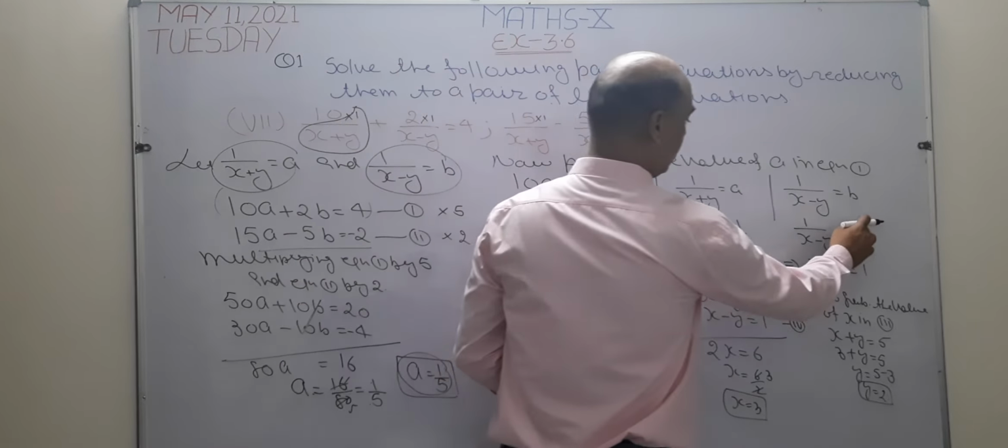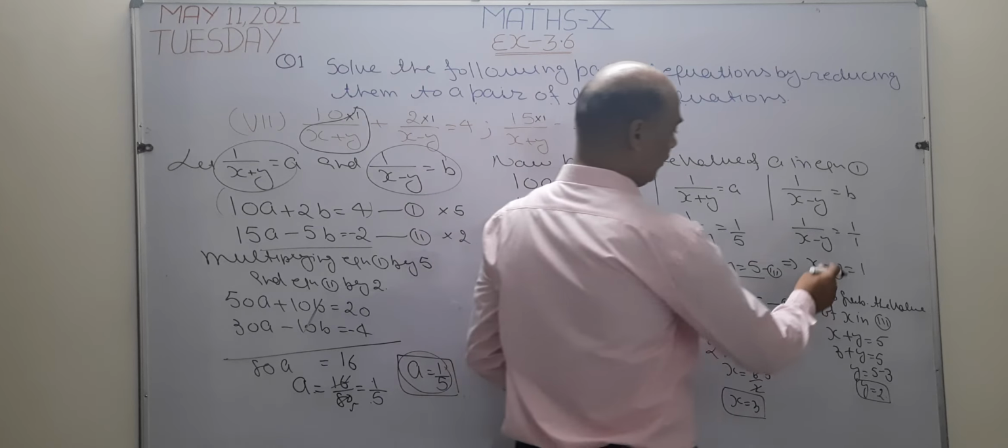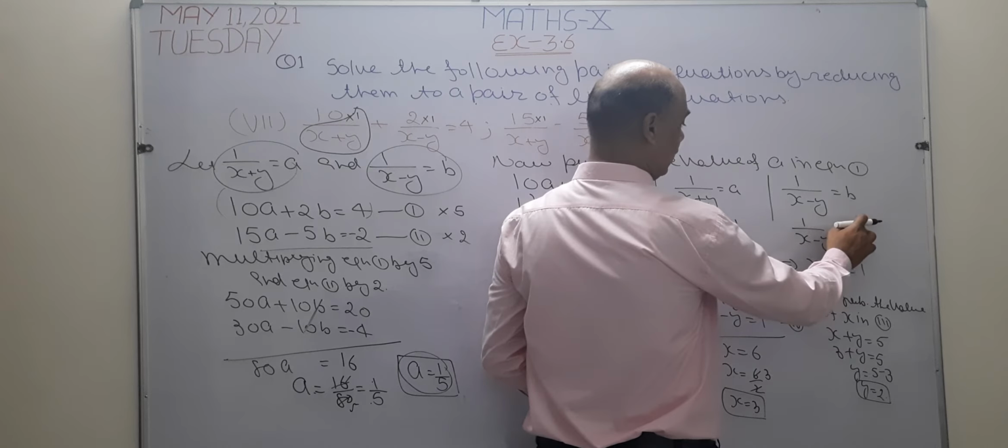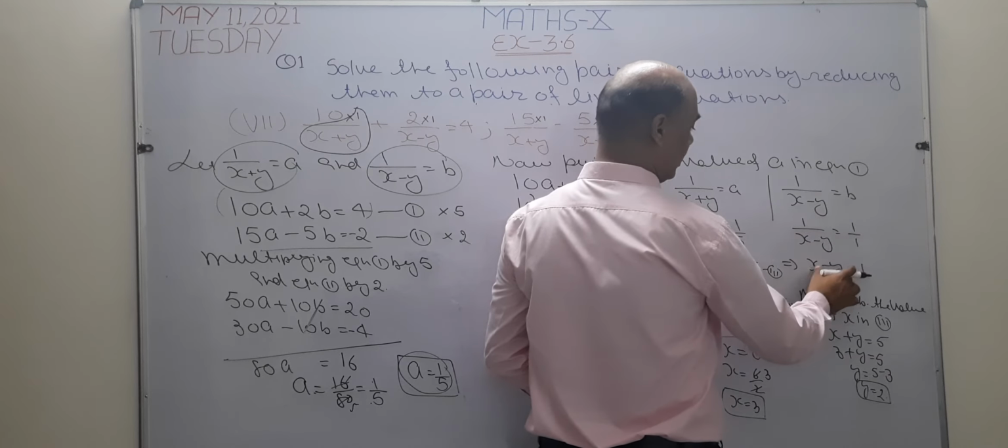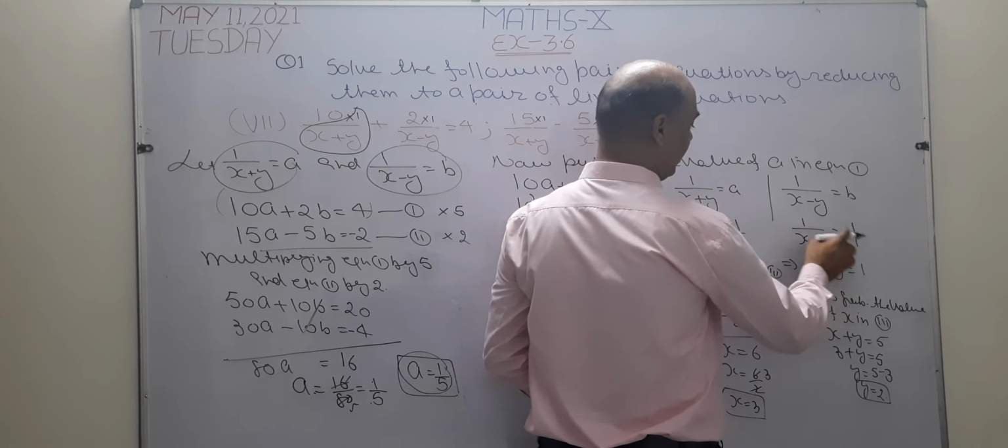1 can be written as 1 by 1. When I do cross multiply, this becomes x plus y into 1, x plus y, 5 1s are 5. So this is the third equation. Now we got the third equation. Now when I multiply these two terms, x minus y going to multiply 1, this becomes x minus y and 1 into 1 becomes 1. Now this is the fourth equation.